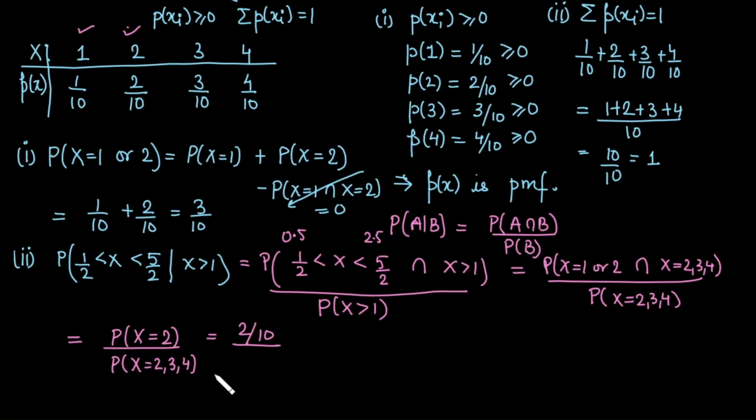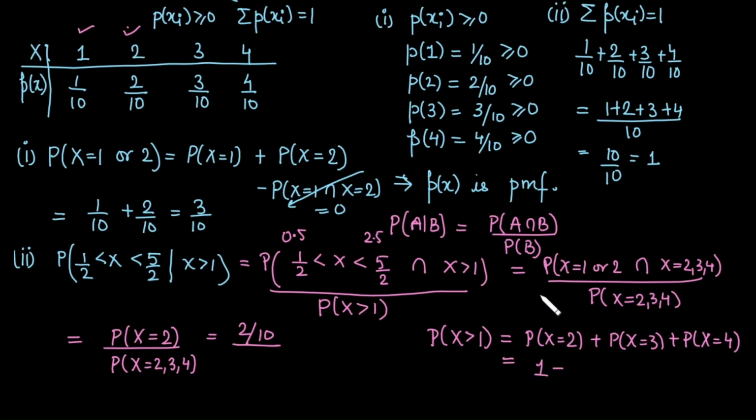Now we need to calculate the denominator term. It means probability when x greater than 1 is equal to probability when x is equal to 2 plus probability when x is equal to 3 plus probability when x is equal to 4. Secondly, we can check it, either we sum all of these, or we can also write 1 minus total probability minus probability when x is equal to 1. So either calculate by the first form or the second form, the answer will be same. So I am using the second form.